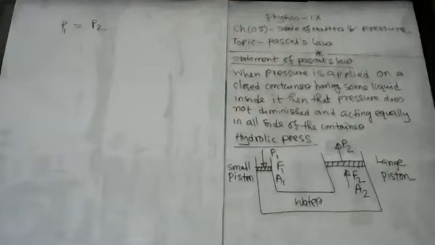The basic outcome of this Pascal's law is that the input pressure in a closed container having some liquid will be equal to the output pressure. In this particular system, the input pressure is P1 and the output pressure is P2. The basic outcome of this law is that the input pressure will be equal to the output pressure. But there is a condition here. That condition is having some liquid in a closed container.